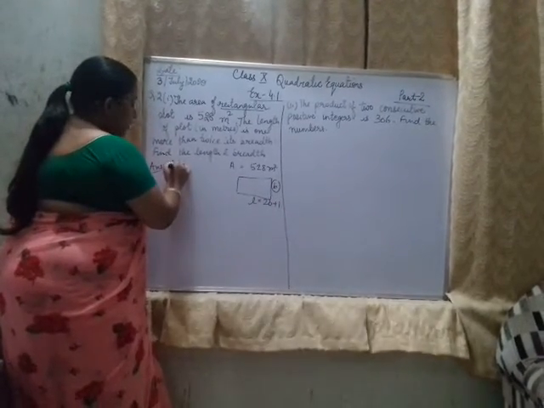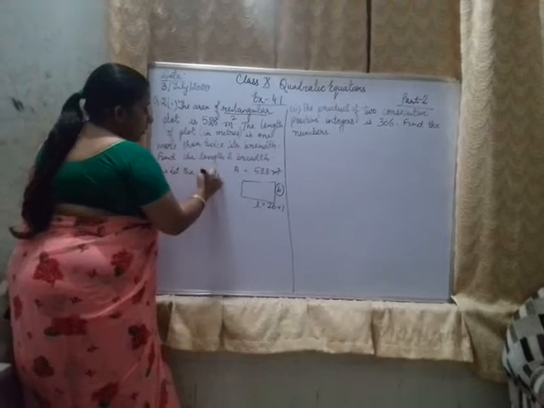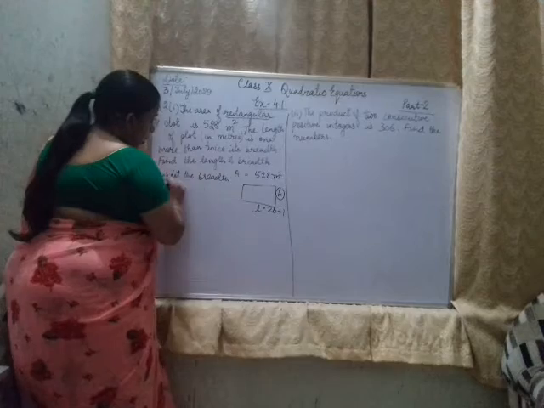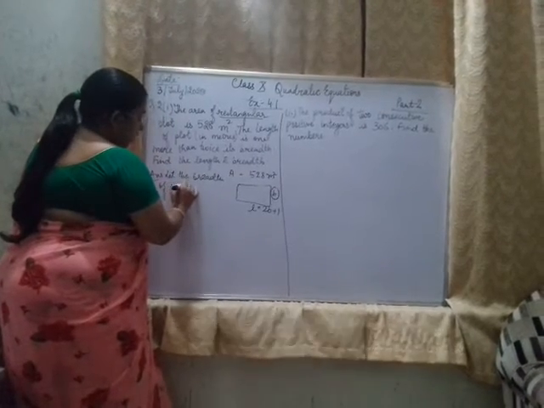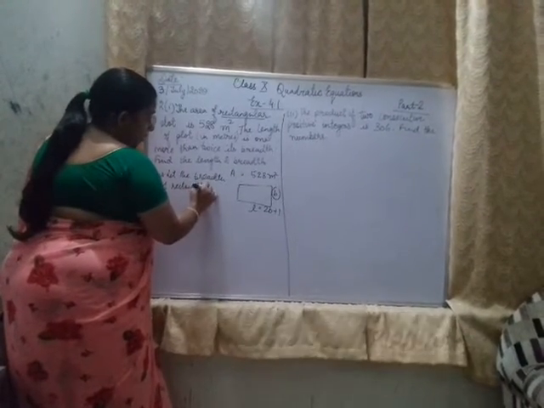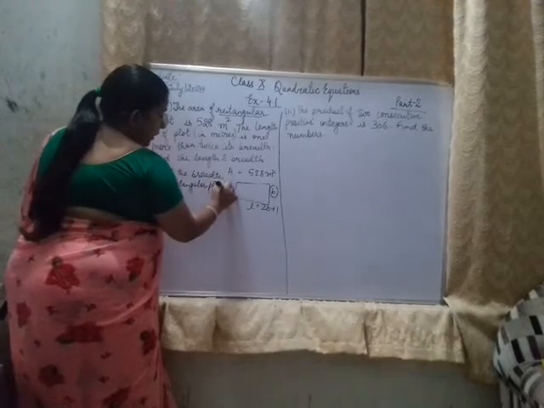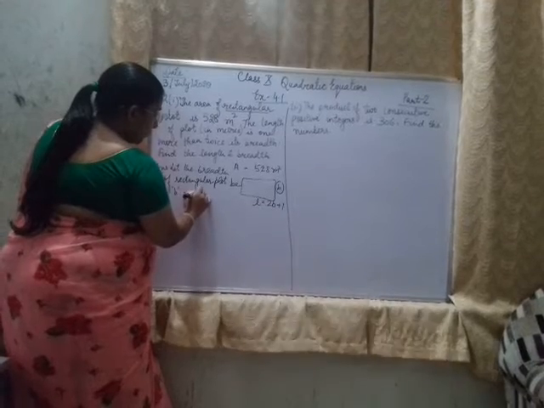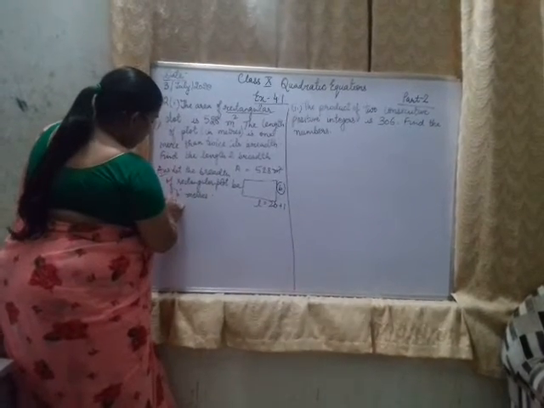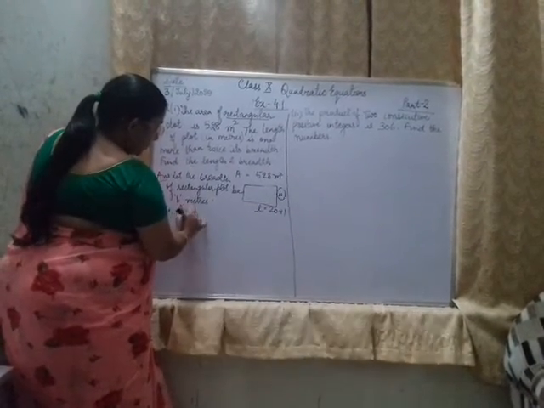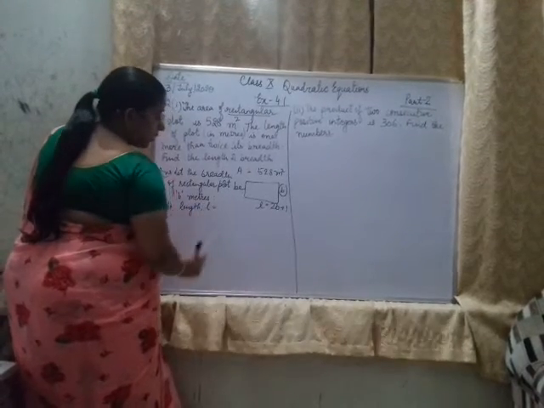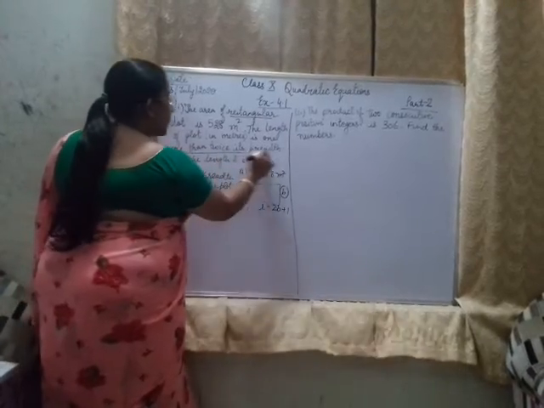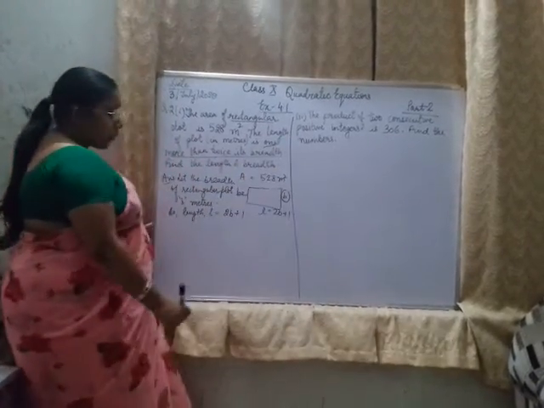So we will write: let the breadth of the rectangular plot be b meters. So length L is equal to 2b plus 1. Always read things very carefully. Okay, this is the important one.